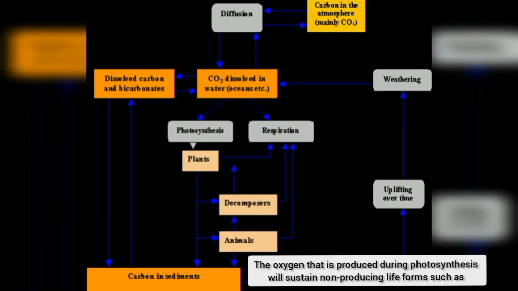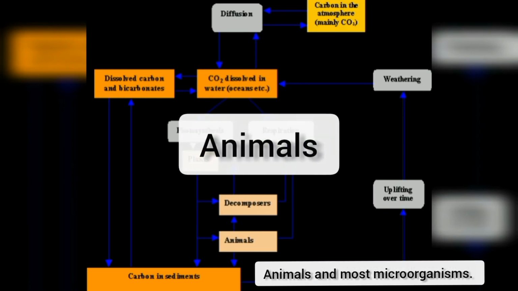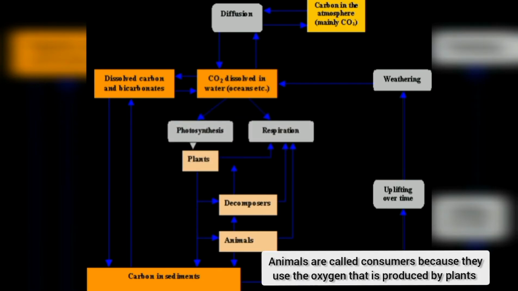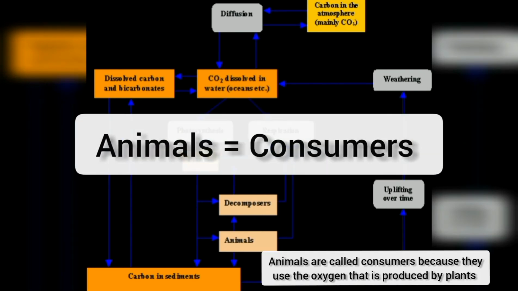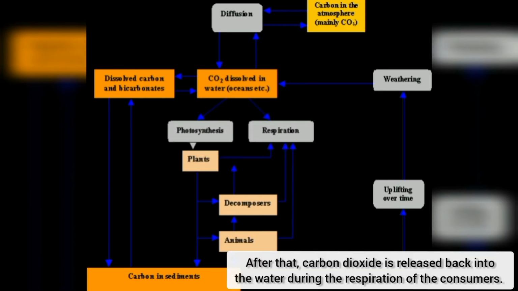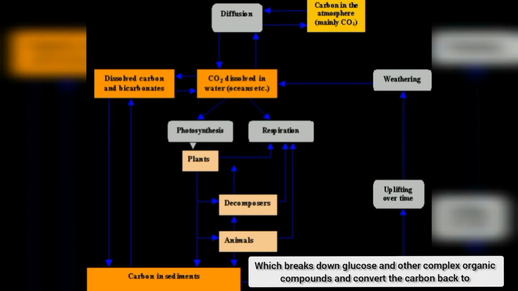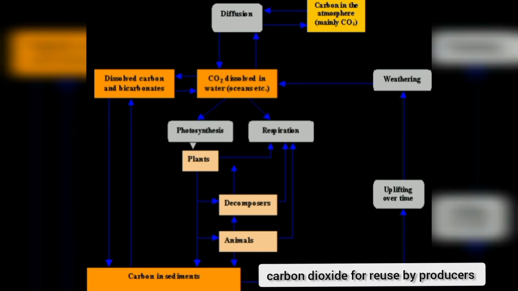The oxygen that is produced during photosynthesis will sustain non-producing life forms such as animals and most microorganisms. Animals are called consumers because they use the oxygen that is produced by plants. After that, carbon dioxide is released back into the water during the respiration of the consumers, which breaks down glucose and other complex organic compounds and converts the carbon back to carbon dioxide for reuse by producers.